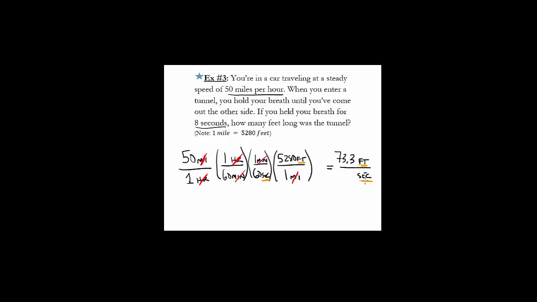73.3 feet per second. And of course, we're not done yet, because you held your breath for 8 seconds, right? So every 1 second, you pass 73.3 feet. So in 8 seconds, how far did you go, right? That's the question. So we can do that pretty easily by just doing 73.3 times 8, which is going to give you about 586.4 feet. And that is your final answer. So that's how long the tunnel is.